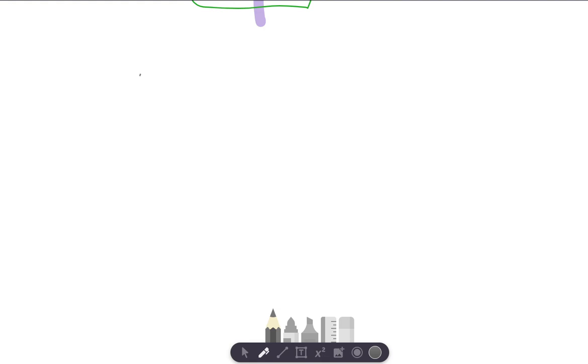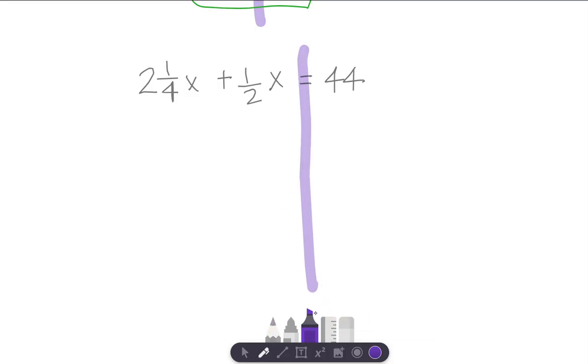So what if we have 2 and 1/4 x plus 1/2 x, and that equals 44. So this is actually not very complicated, but because it has fractions, sometimes people freak out. So divide our things. Do I have like terms on the left side? Yep, both of these things have x's, so I want to combine them. And they're fractions. Remember, you get to use your calculator on this test. So if you don't know 2 and 1/4 plus 1/2, use your calculator.